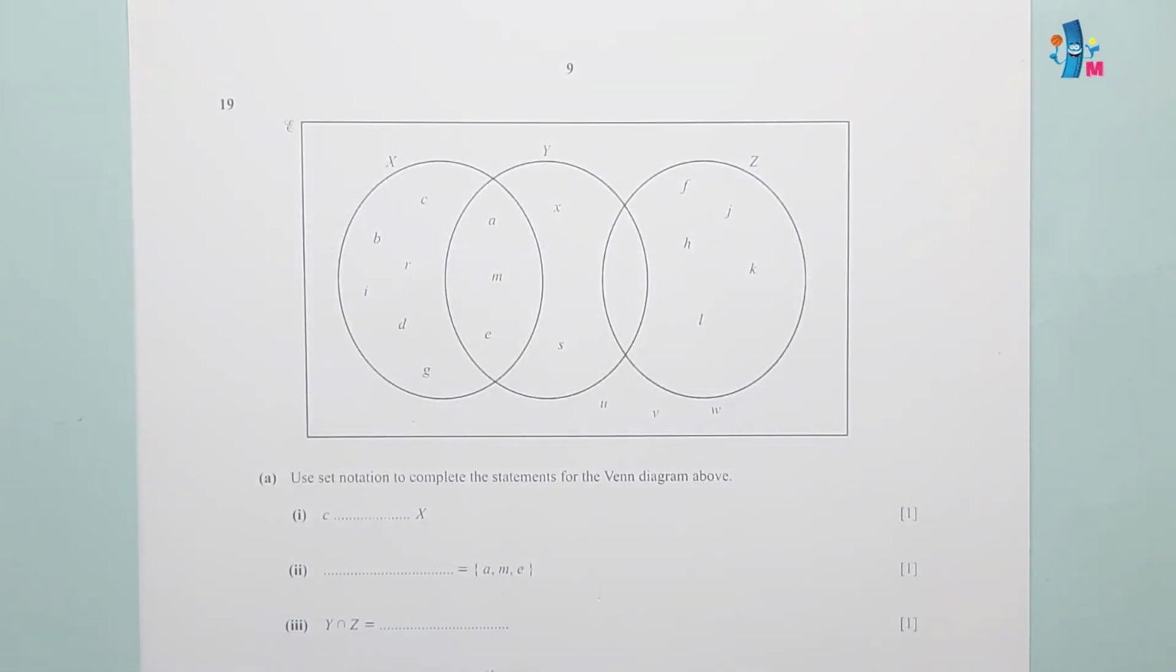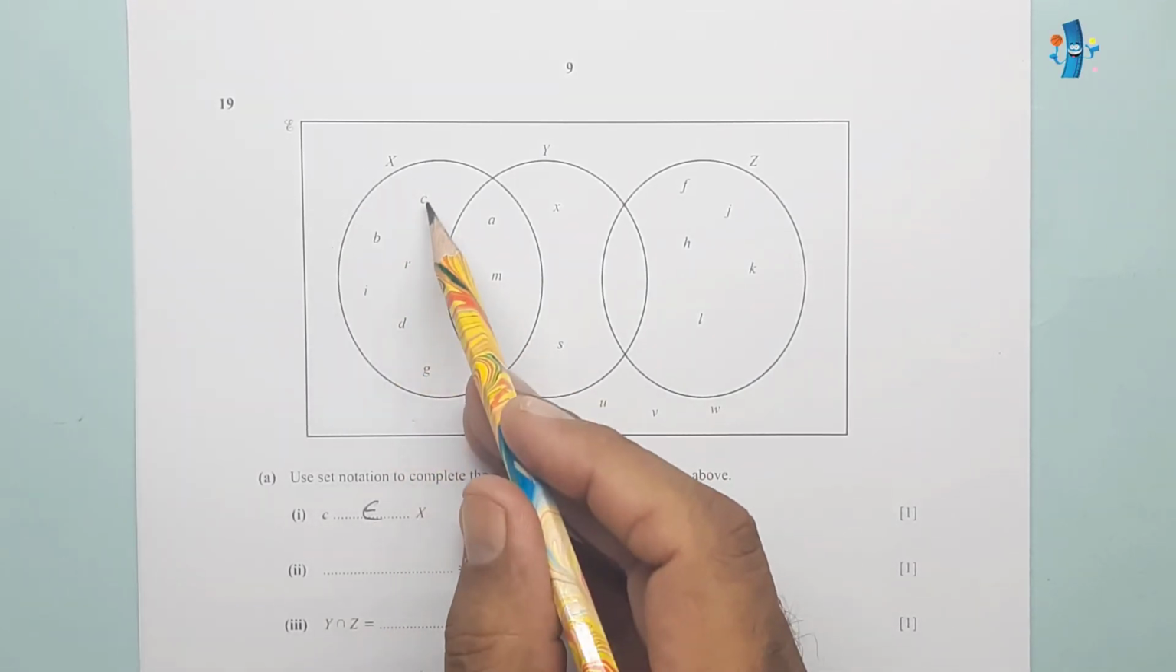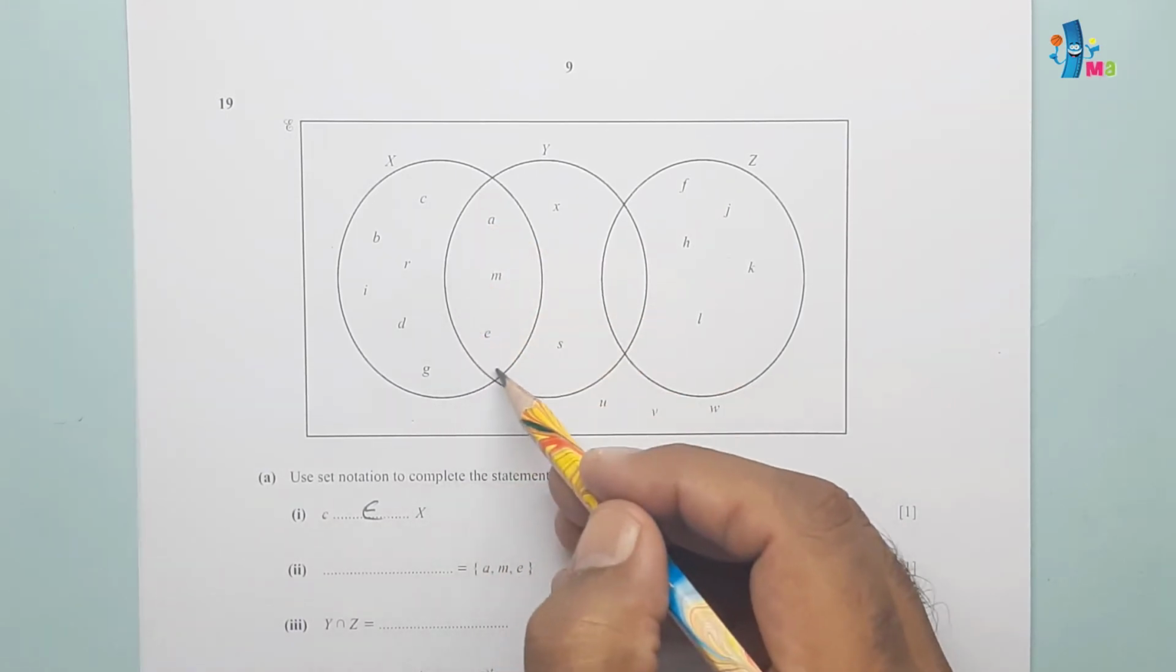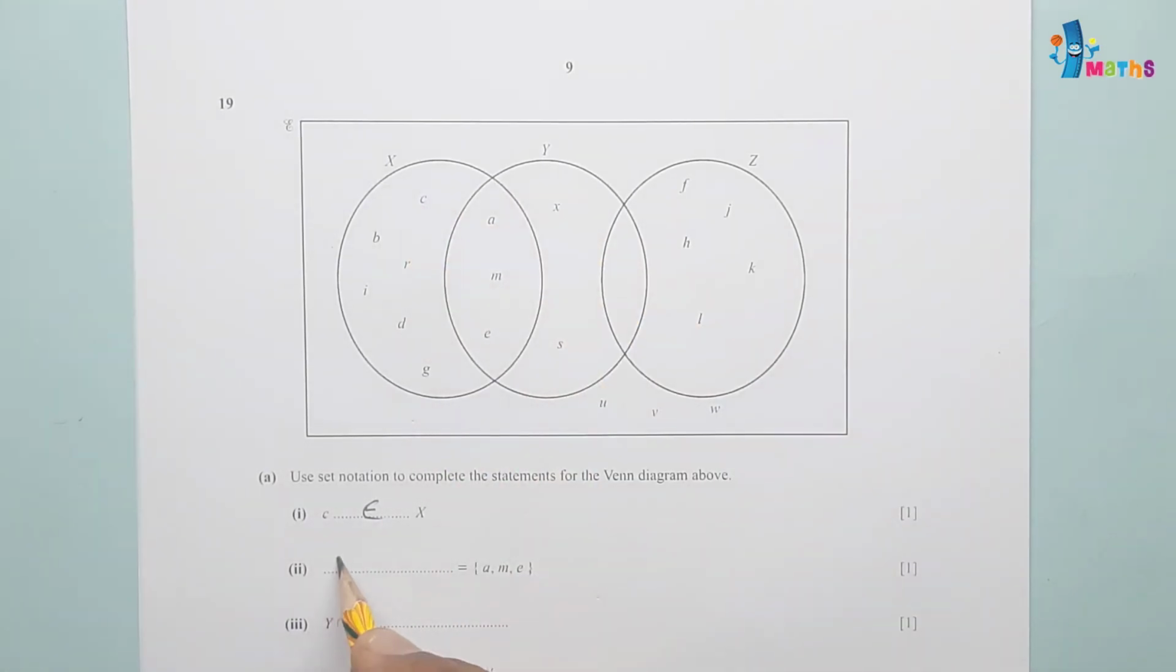Now question number 19, use set notation to complete the statements for the Venn diagram above. So C belongs to X. X is this one, C is over here. And this is AME. AME is in this intersection portion, the intersection between X and Y, so we can write X intersection Y will be equal to this one. Then Y intersection Z is nothing, so nothing here means 5, we can write here 5.